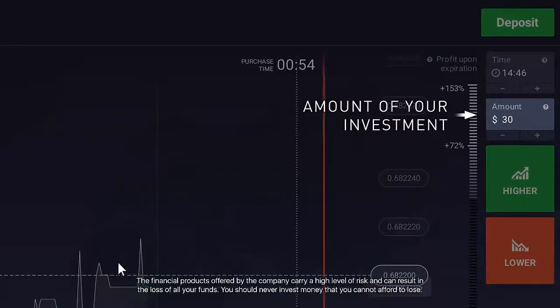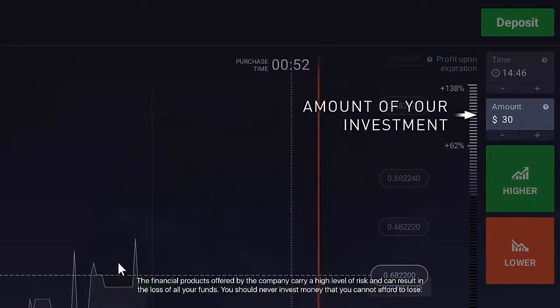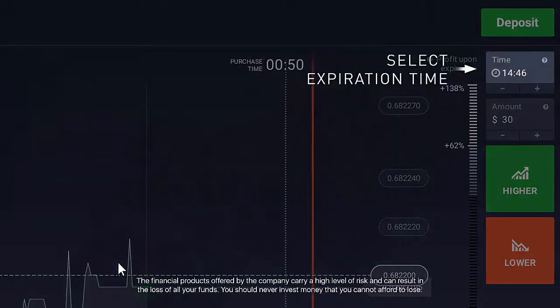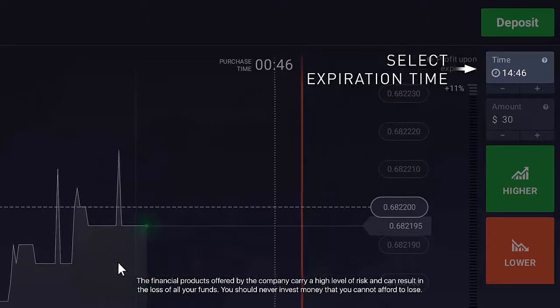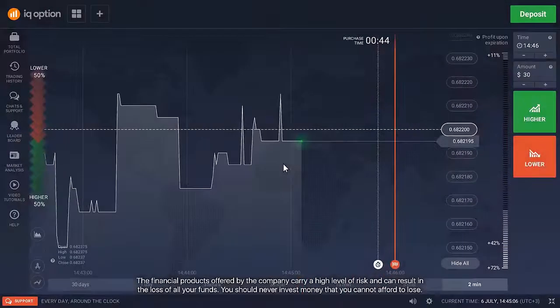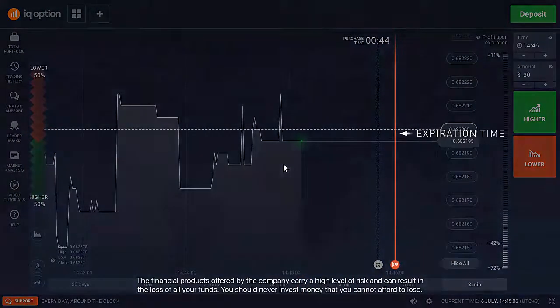Specify the amount of your investment on the right-hand side of the menu. Select the expiration time, the time when the option contract ceases to exist, by pressing the Time button. The expiration time is shown on the chart by the red solid line.